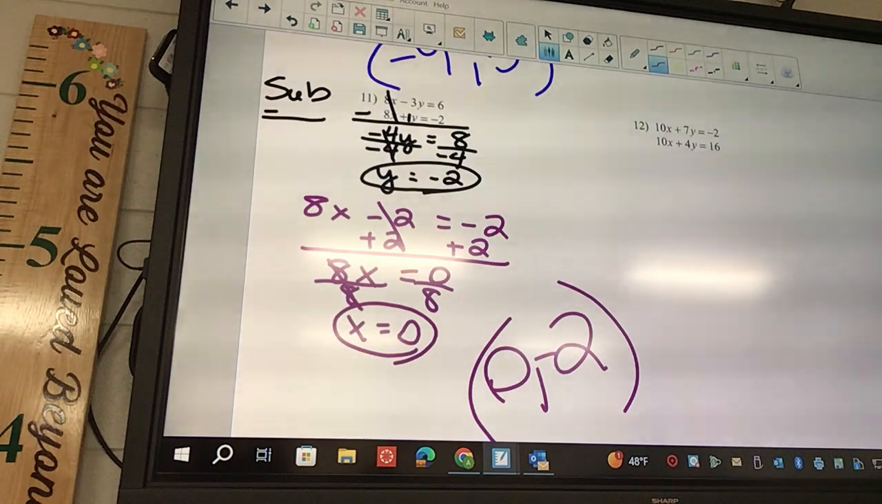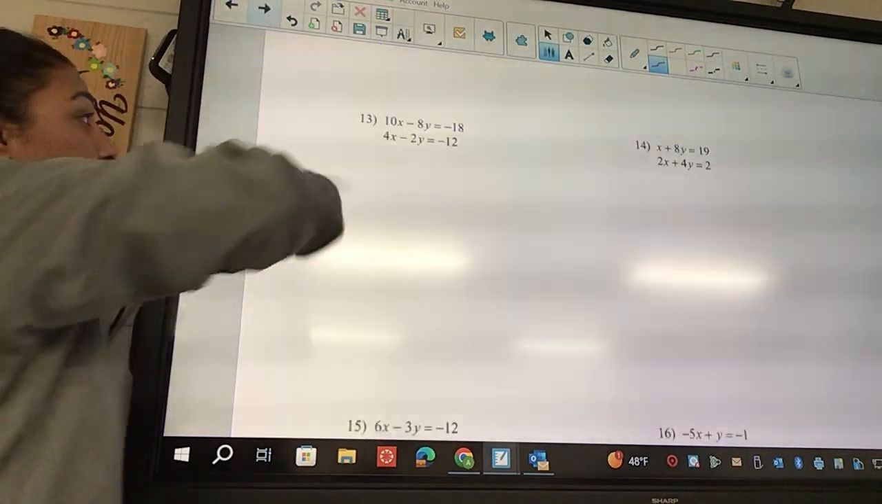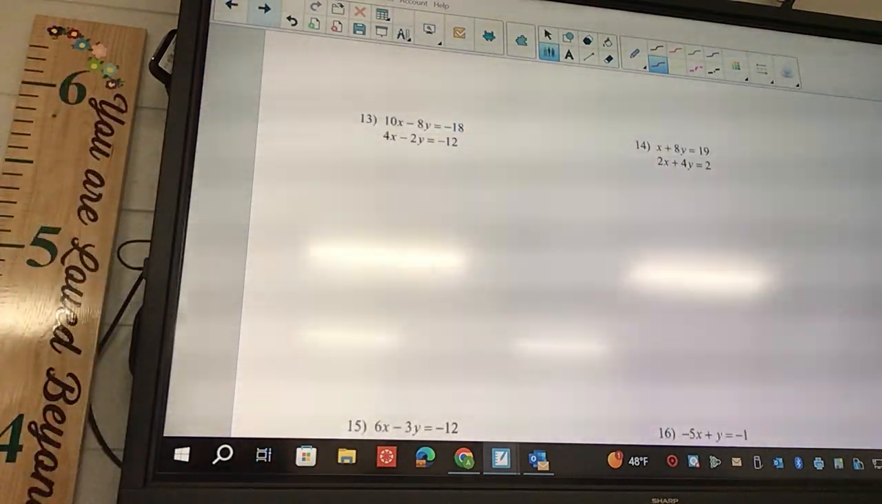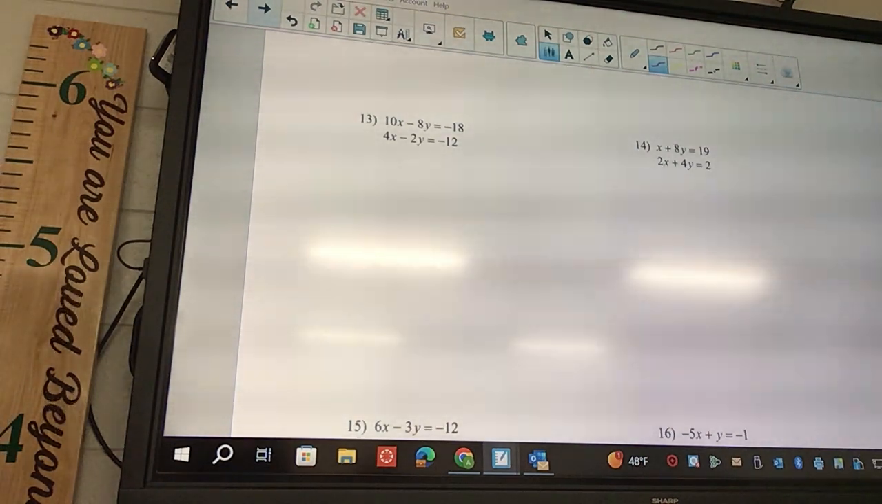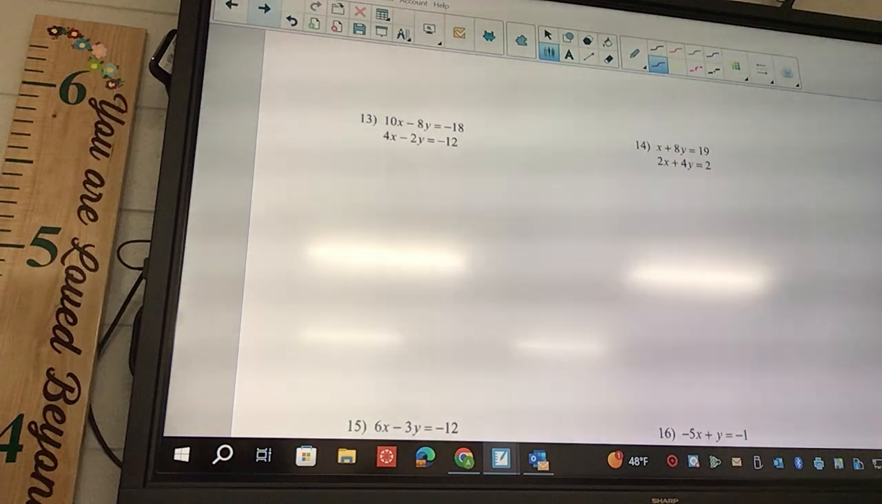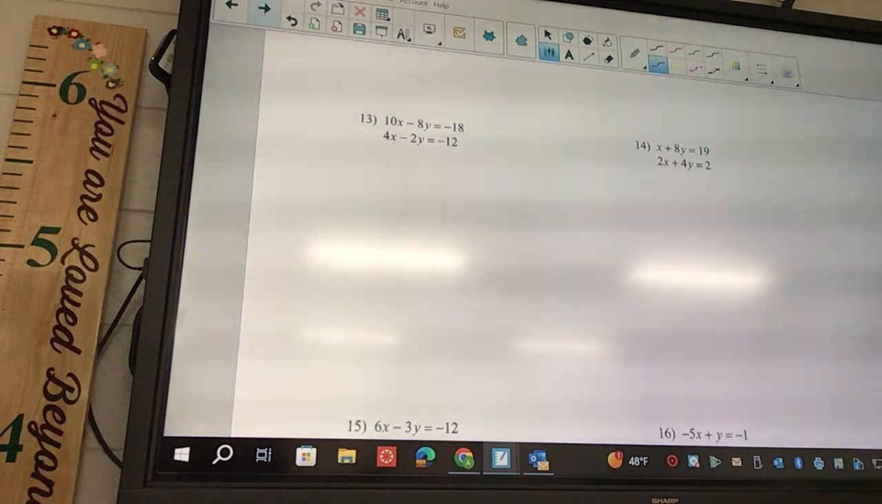Okay, on the back, these are all multiplication. You need to multiply one equation. And if you have to think about it and you can't figure out the multiplication, then that's not the one. So look at 13. If we were going to cancel the x's, which one is smaller, 10 or 4? 4. 4 times what is 10? Can't do it. So that means that the x's don't cancel.